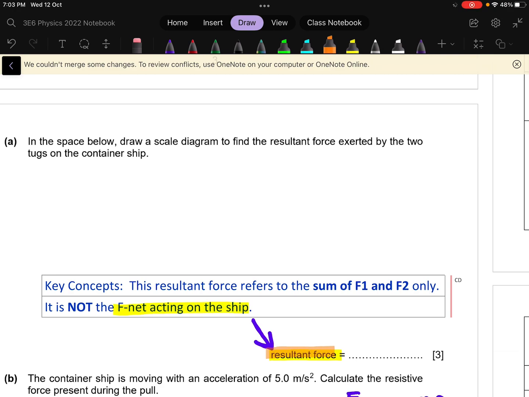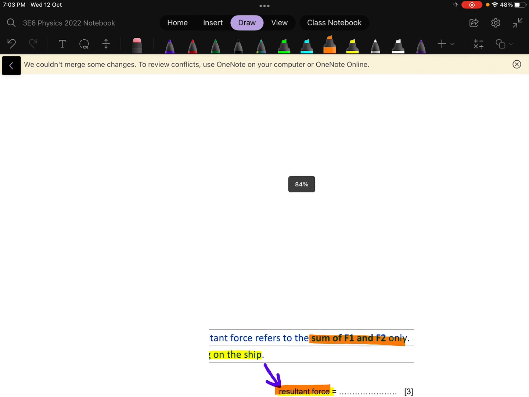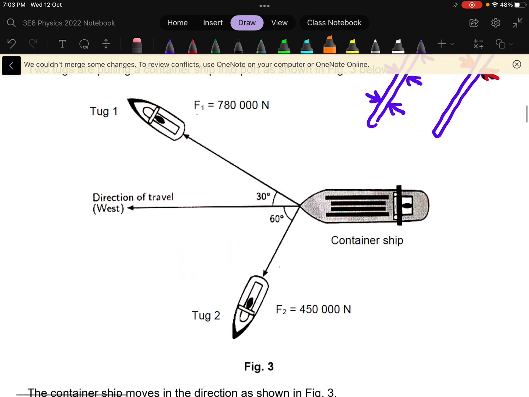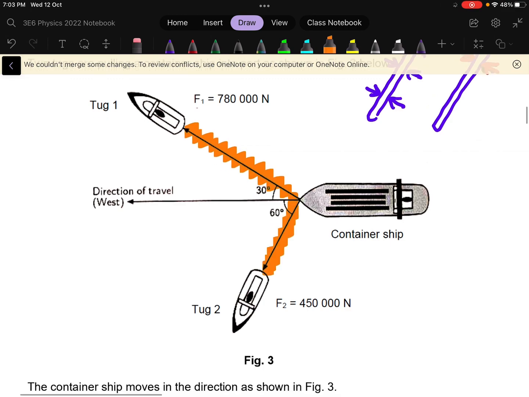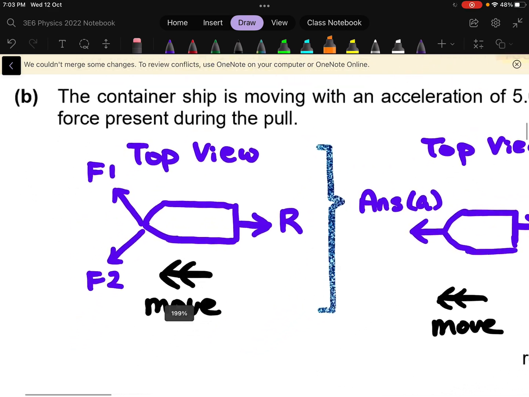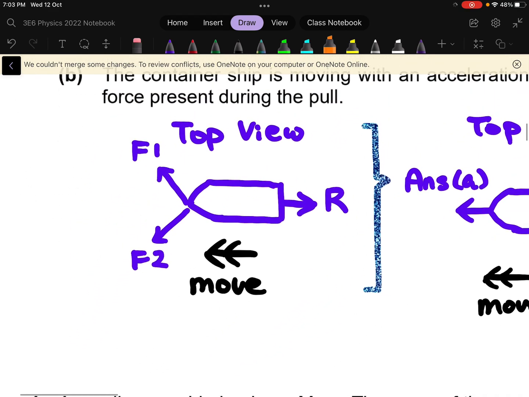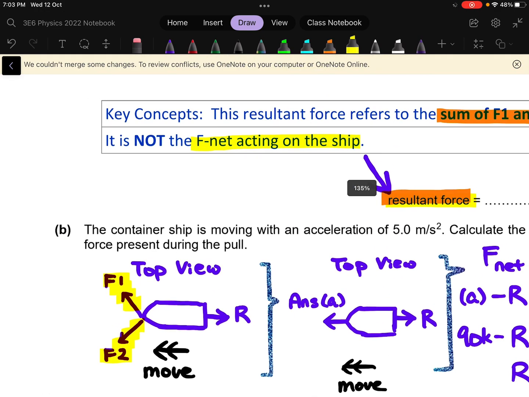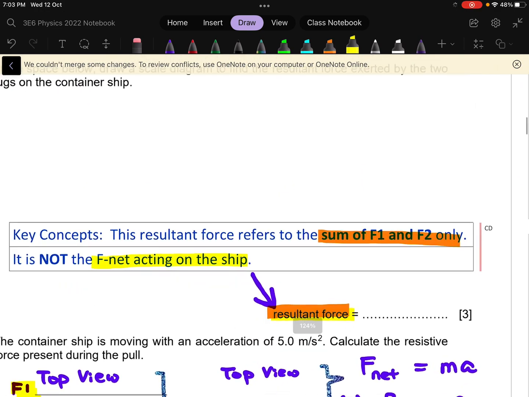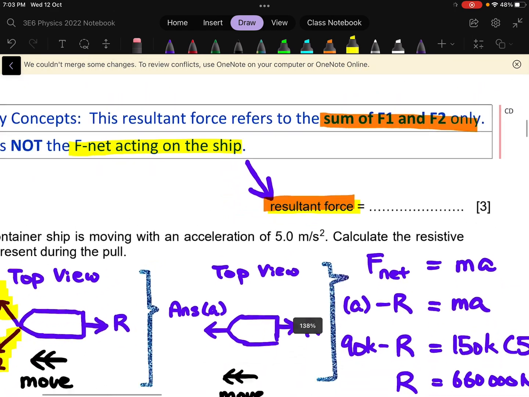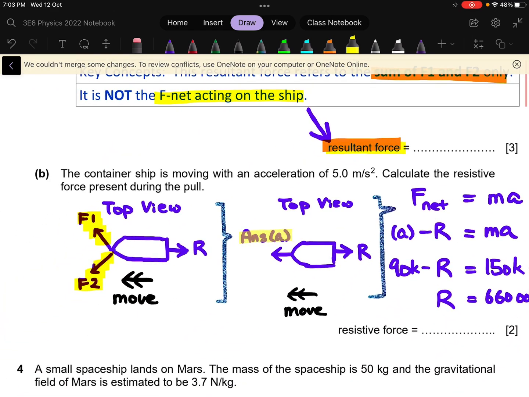This particular resultant force here is referring to the sum of F1 and F2 only, meaning that after drawing the vector diagram, you are summing up the effect of F1 and the effect of F2. Now in your free body diagram, instead of having F1 and F2 as two separate forces, by drawing the vector diagram and by measuring the resultant force, you essentially lump up F1 and F2 as one force.